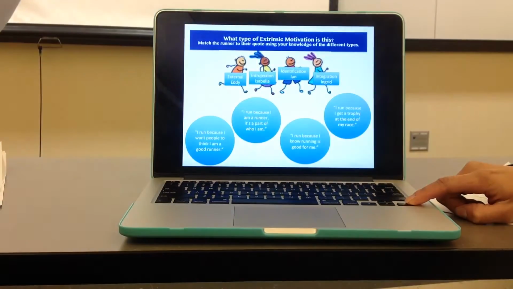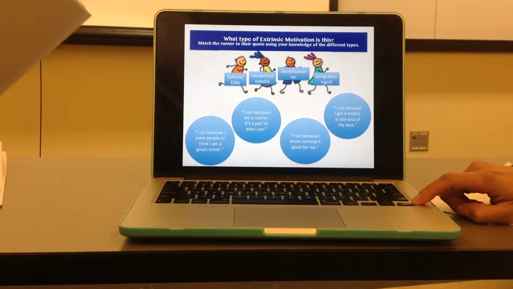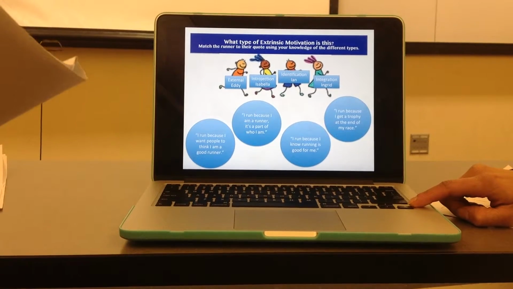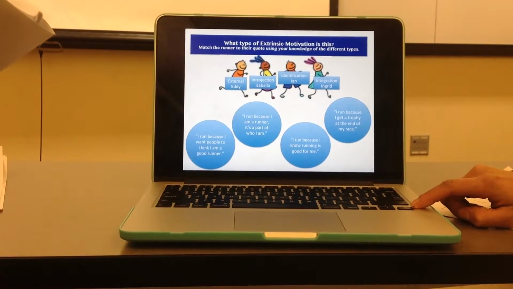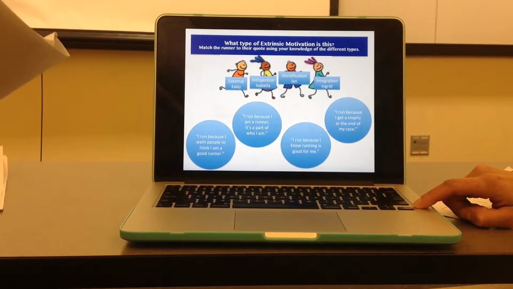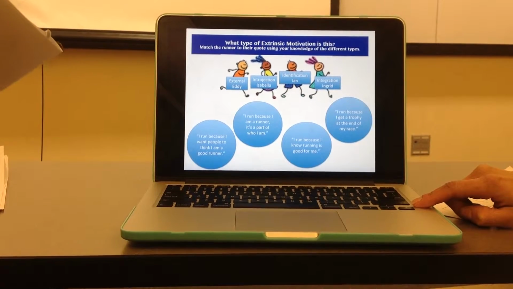Review. Example 1. What type of extrinsic motivation is this? Match the runner to their quote using your knowledge of the different types. There's external Eddie, introjection Isabella, identification Ian, and integration Ingrid. Which quote matches external Eddie? I run because I want people to think I'm a good runner.